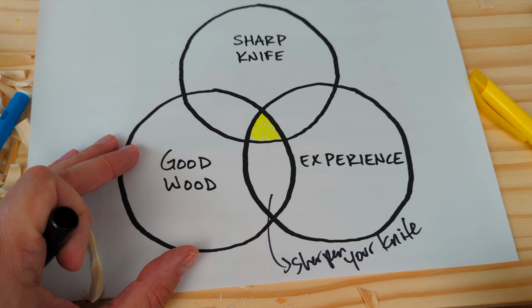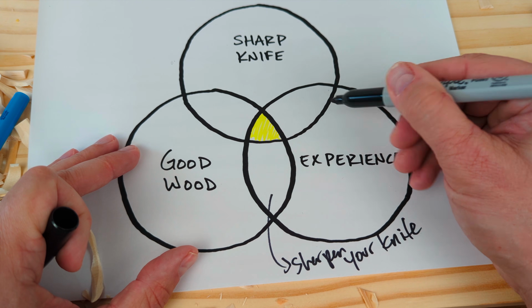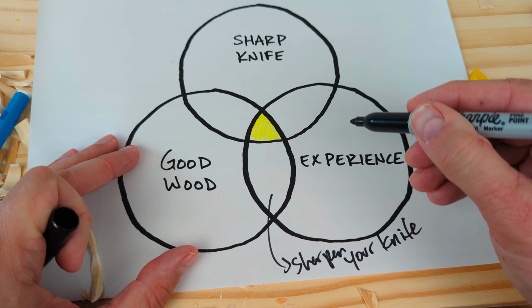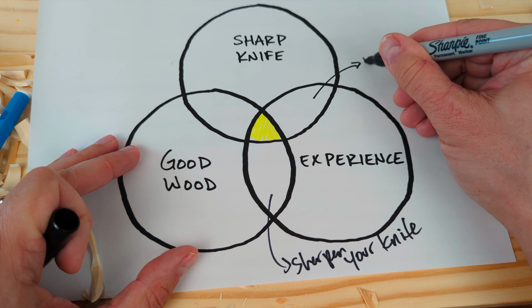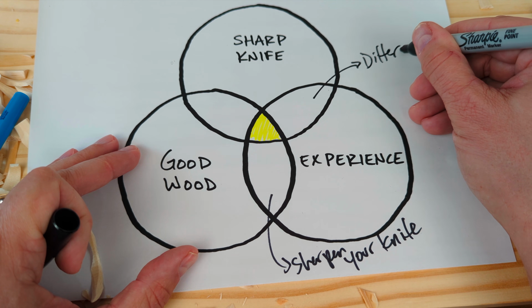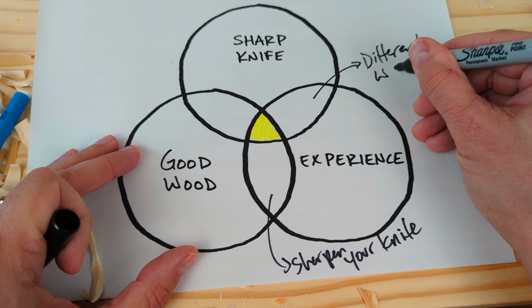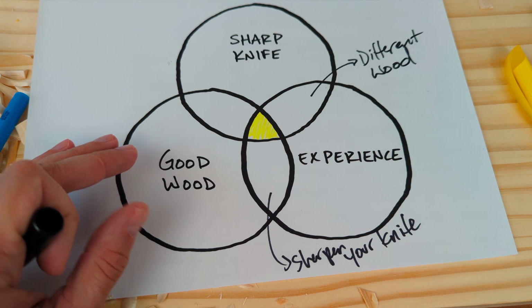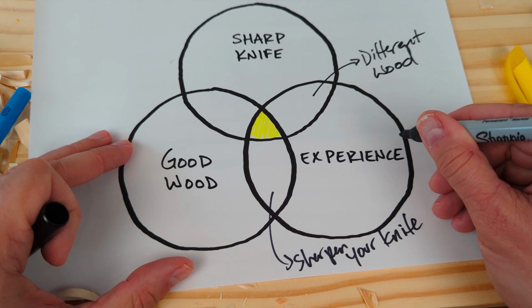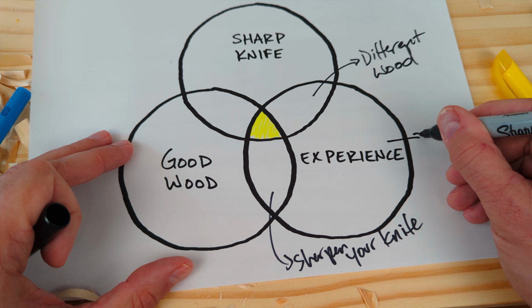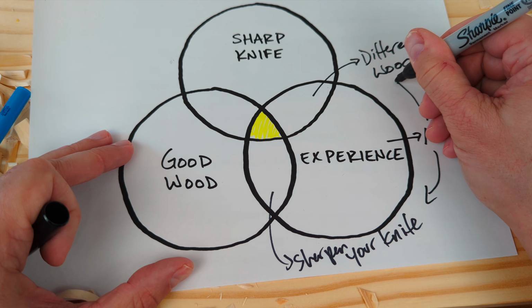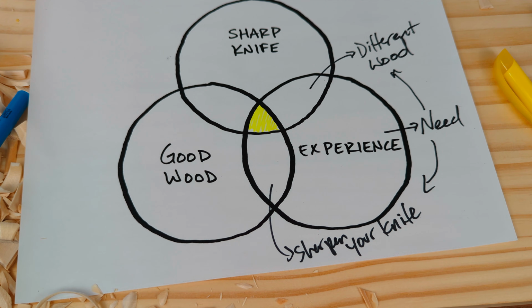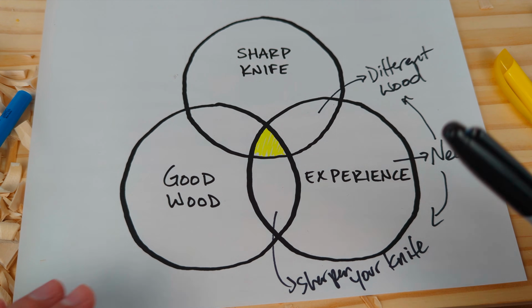And you probably have enough experience to know that if you have a sharp knife, and your wood is bad, you need different wood, or you're just going to struggle. You're just going to struggle with that wood, right? Or, if you're in this category, you need both. You need both to sharpen your knife, and you need wood, right? So if you've got enough experience, you're probably going to be able to figure that out, right?